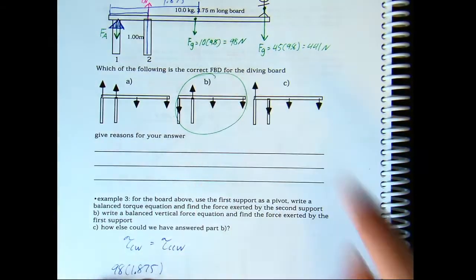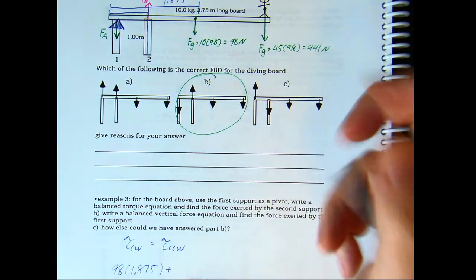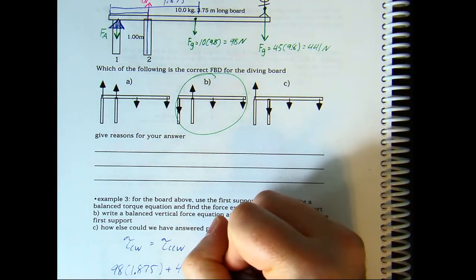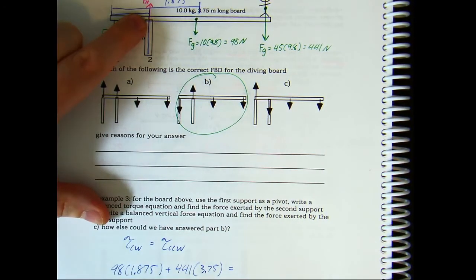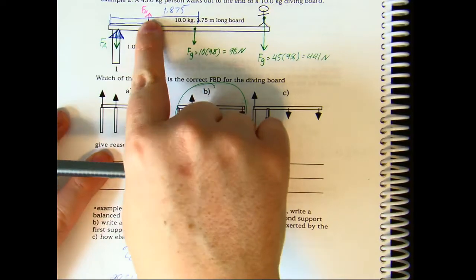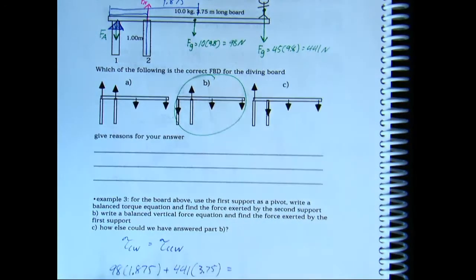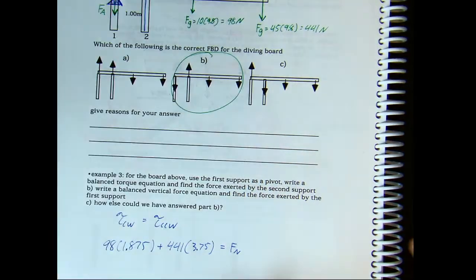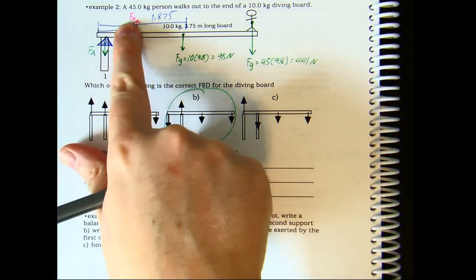I'll slide this up here a little bit. We're going to add to that the torque created by this force here. So 441 times 3.75. And that's going to equal my counterclockwise torque, which is going to be created by this force here. This force is pushing up. So if it were the only one here, it would drive the board up and backwards. So we're going to get my normal force, Fn, from the second support times 1, the distance from where the force is acting to the pivot.